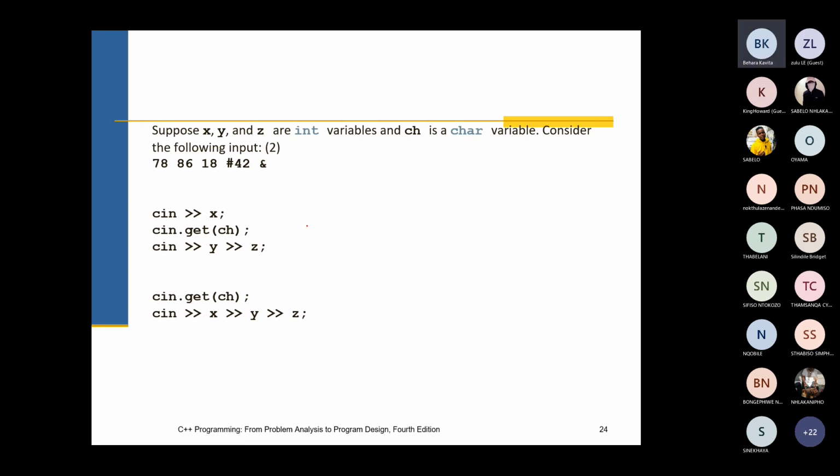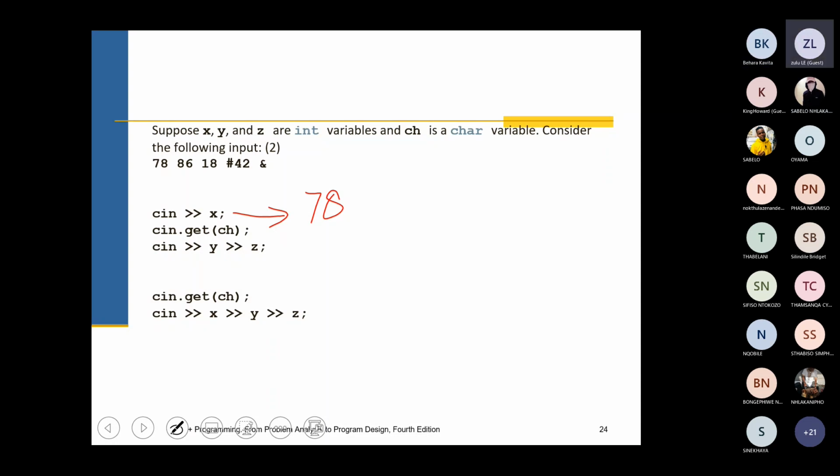Okay, let's answer this. Suppose X, Y, Z are int variables and ch is a character variable. Consider the following input values. Now let us answer this. What is the answer of X? What am I going to get here? X value? 78. Perfect. 78. Then cin.get(ch).